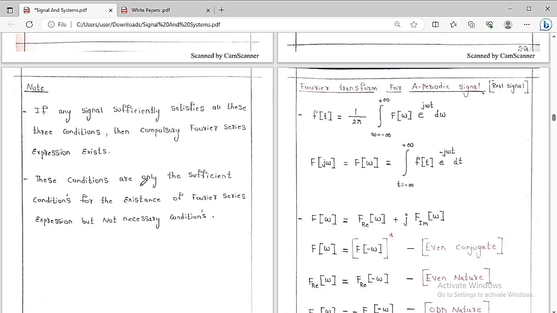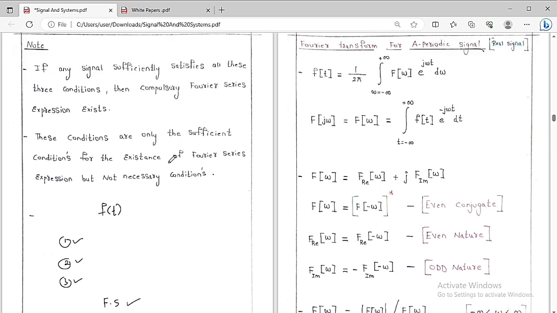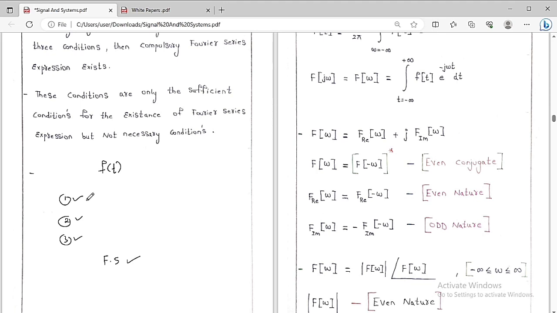So what is the important note here? If any signal satisfies all these three conditions, then the Fourier series expression compulsorily exists. Suppose you take any periodic signal f of t, and we have checked all three Dirichlet conditions. The first condition is satisfied, the second is satisfied, and the third is satisfied. Then definitely the Fourier series expression is going to occur for this function f of t. These conditions are only sufficient conditions for the existence of the Fourier series expression, but not necessary. Suppose a periodic signal f of t has satisfied all three conditions, then definitely the Fourier series will exist.